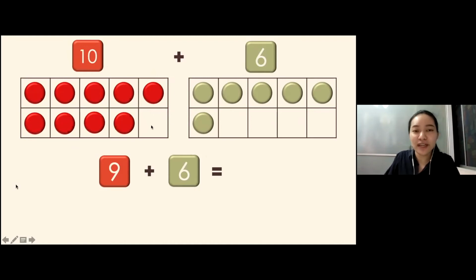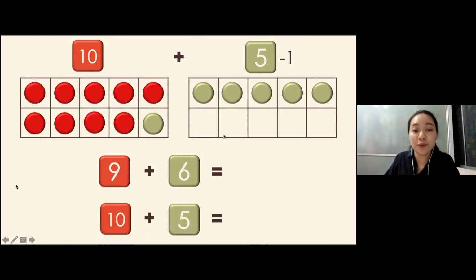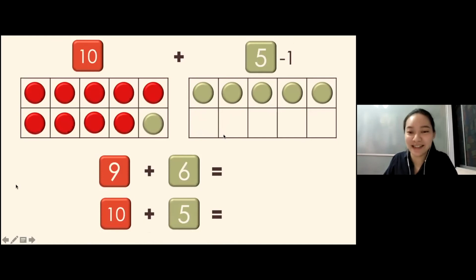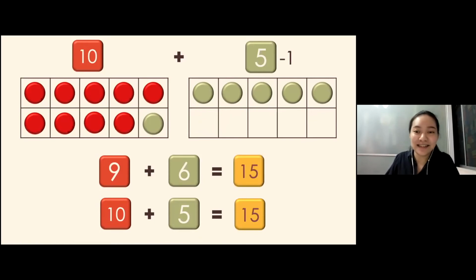So where can we get the 10? I need one more. This is where the "what makes 10" skill comes from. 9 and what makes 10? 1. Let's borrow here. So 9 and 1 makes 10. So from 6, we take away 1. So we need to minus 1. 6 minus 1 is 5. So now we have 10 and 5. Look at the 10 frame here. We have 10 and 5. So what is the answer? The answer is 15. 9 and 6 makes 15.